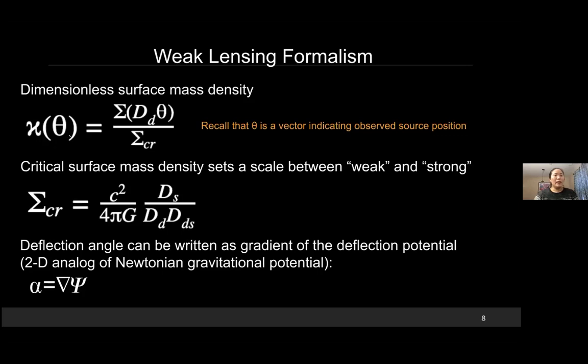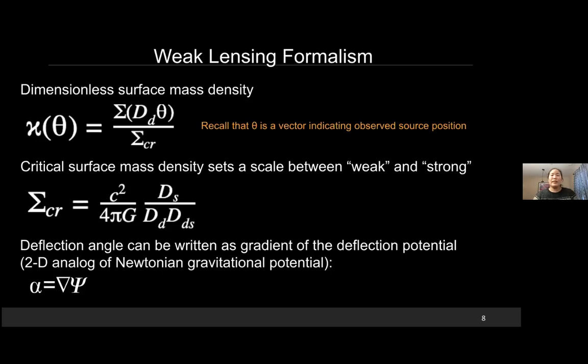So if kappa is greater than 1, so if the surface mass density is larger than the critical surface mass density, that's what we're thinking of as a strong lensing regime. And you can, in some cases, get multiple images, and so you can see the effect of the gravitational lensing by eye. Many of you probably have seen Hubble Space Telescope images where you have a huge galaxy cluster, and in the background you have these huge arcs and multiple images of background galaxies. So that's an example of strong lensing.